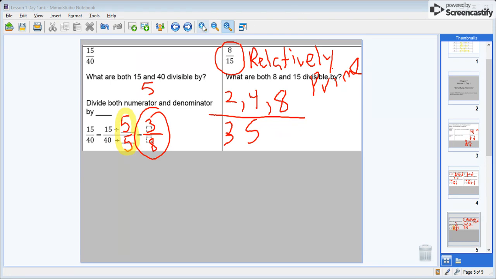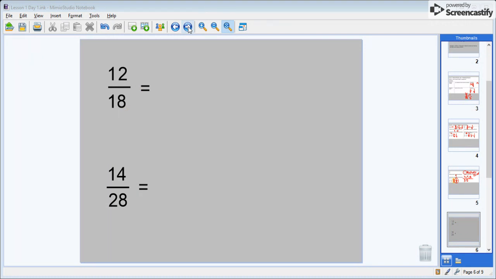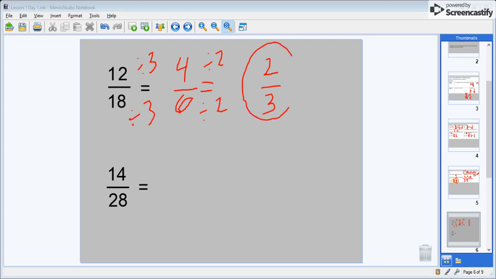So what I want you to do now is flip it over to the back side. Let's do these examples first, and then you're going to flip it over to the back side and do your homework. So looking at 12/18, both of those numbers can be divided by 3. 12 divided by 3 gives me 4. 18 divided by 3 gives me 6. But then I ask myself again, can I divide both of those by the same thing? And I can divide them both by 2. So 4 divided by 2 is 2. 6 divided by 2 is 3. I can't divide any further. So my relatively prime fraction, my answer, is 2/3.